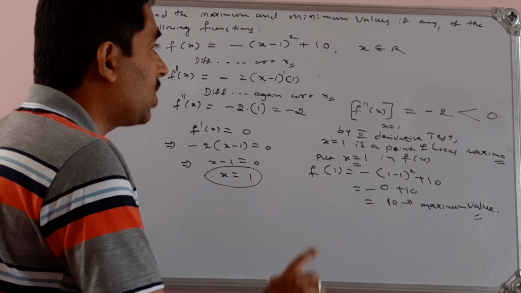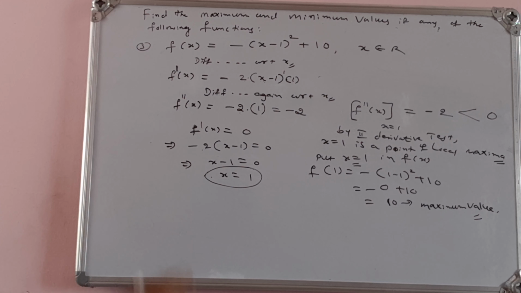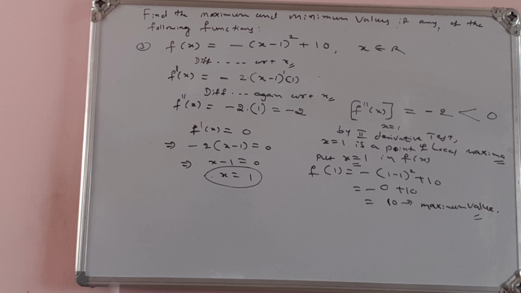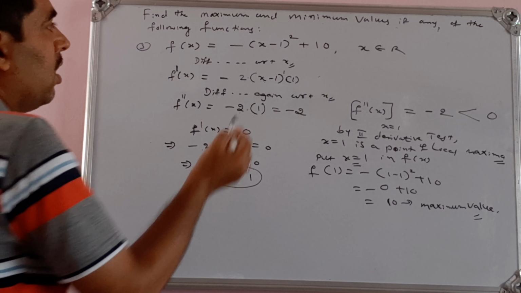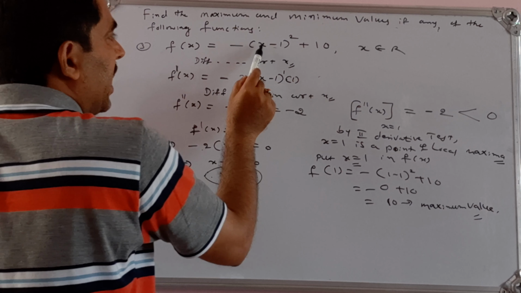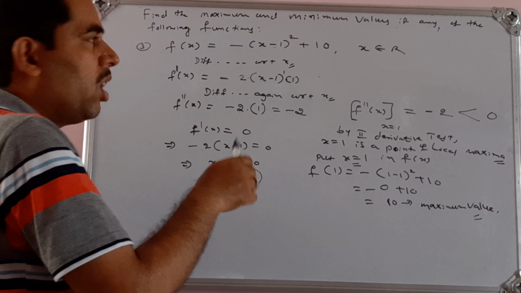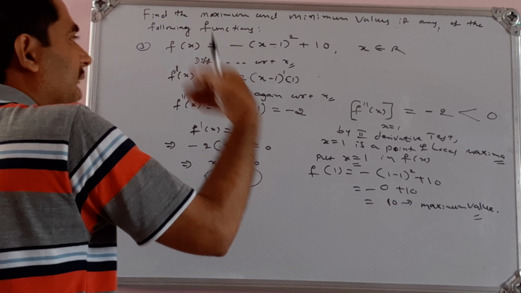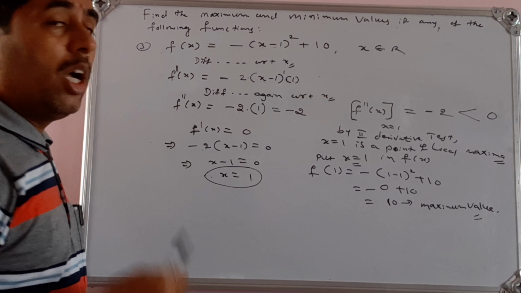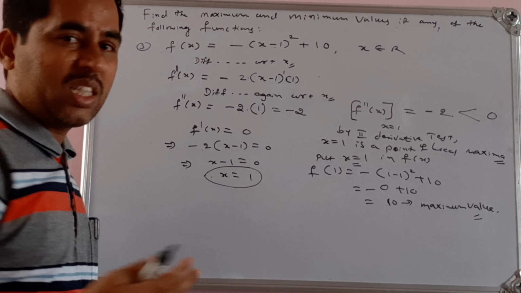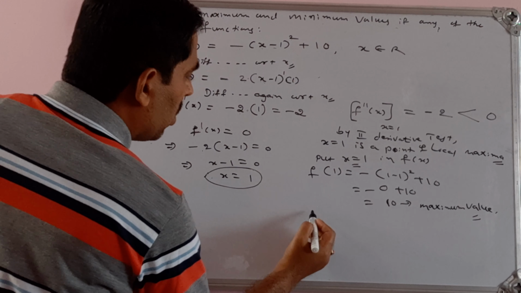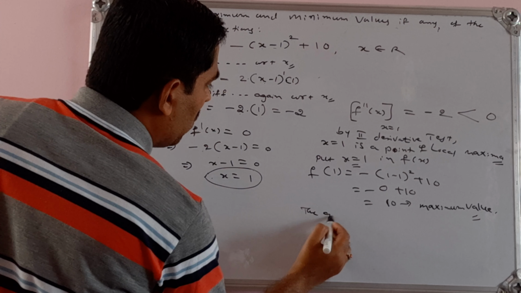Then, does this function have a minimum value? We have found the maximum value, which is 10. So, does this function have a minimum value? See here, minus of x minus 1 whole square. Whatever real numbers I give for x, 1, 2, 3, 4, it gives me so many values. So this function does not have a minimum value. It has a maximum value, but it does not have any minimum value because this whole quantity takes whatever values you give.